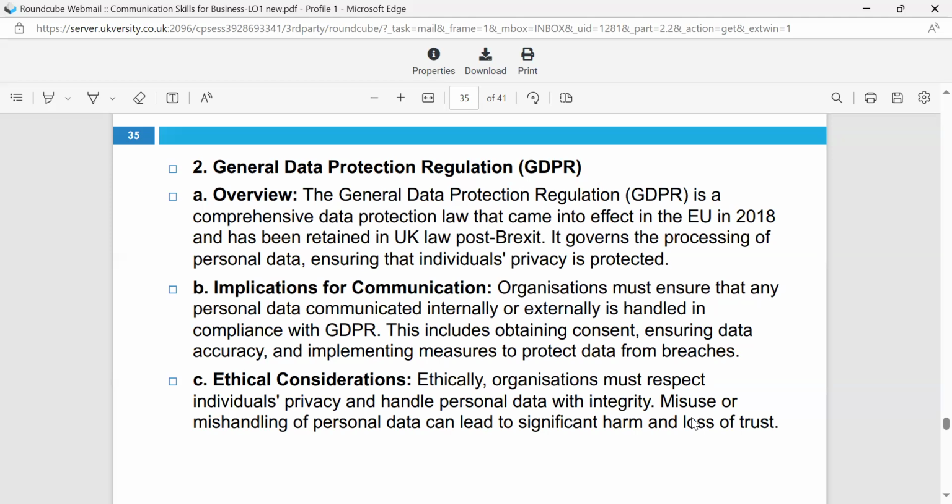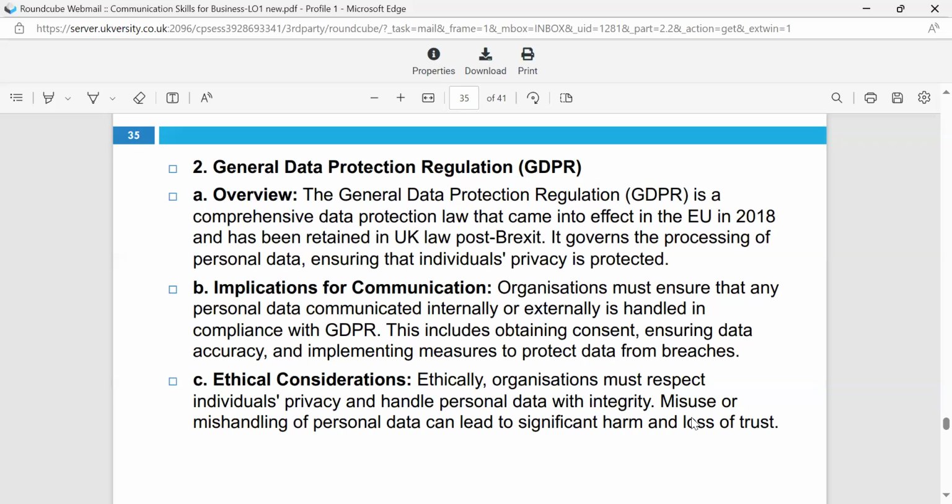This includes obtaining consent, ensuring data accuracy, and implementing measures to protect data from any sort of breaches. The ethical consideration is that ethically, organisations must respect individuals' privacy and handle personal data with integrity. Misuse or mishandling of personal data can lead to significant loss or harm to the individual.